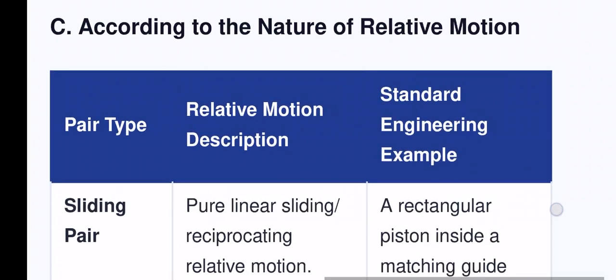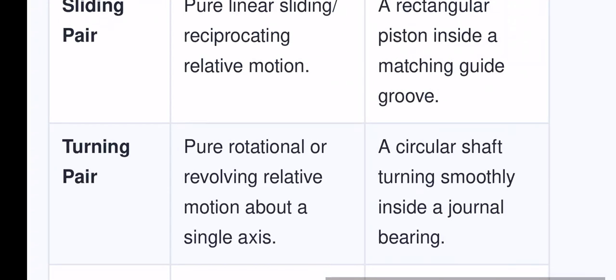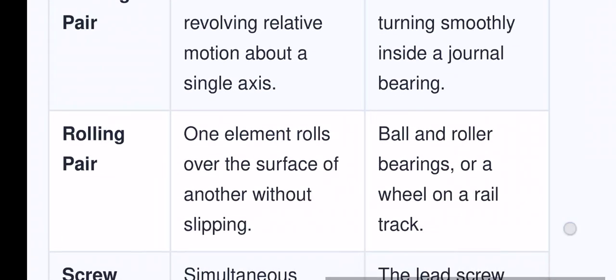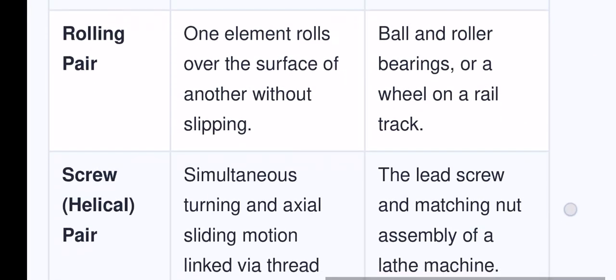According to the nature of relative motion: pair type, relative motion description, standard engineering examples. Sliding pair: pure linear sliding or reciprocating relative motion, such as a rectangular piston inside a matching guide. Turning pair: pure rotational or revolving relative motion about a single axis, such as a circular shaft turning smoothly inside a journal bearing. Rolling pair: one element rolls over the surface of another without slipping, such as ball and roller bearings or a wheel on a rail track.